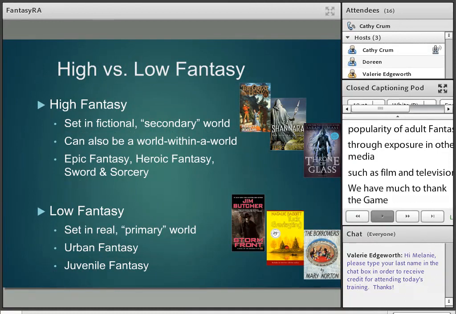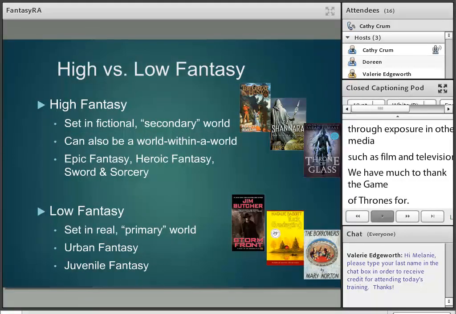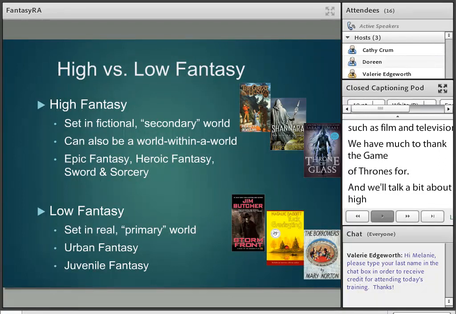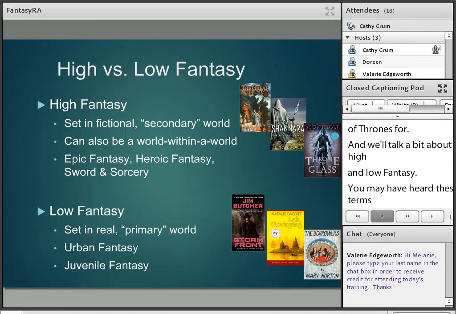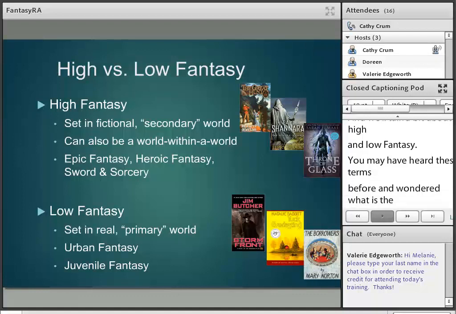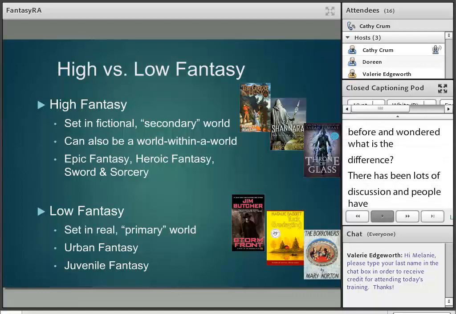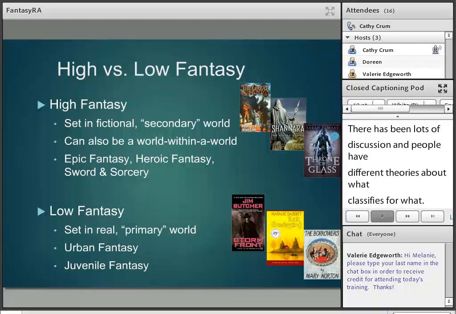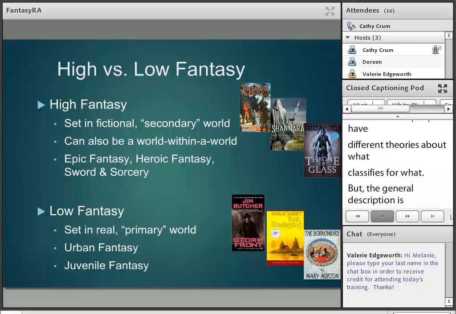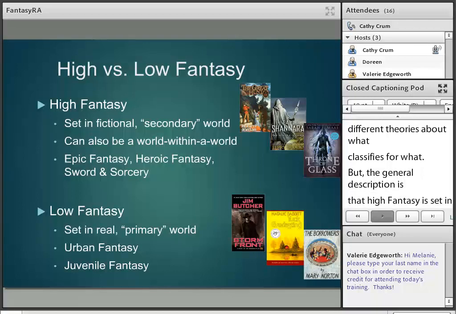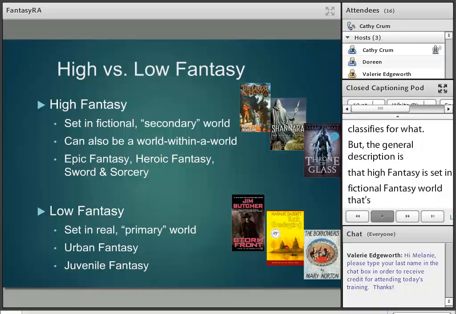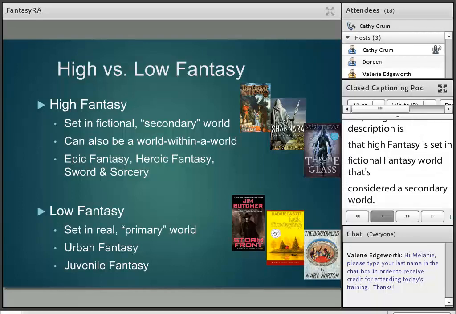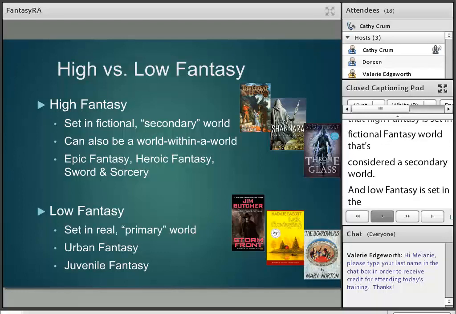All right, so we're going to talk a little bit about high and low fantasy. You may have heard these terms before and wondered, well, what's the difference? There's been lots of discussion, and people have different theories about what classifies for what. But the general description is that high fantasy is set in a fictional fantasy world that is considered a secondary world, and low fantasy is set in the primary real world, or our world.